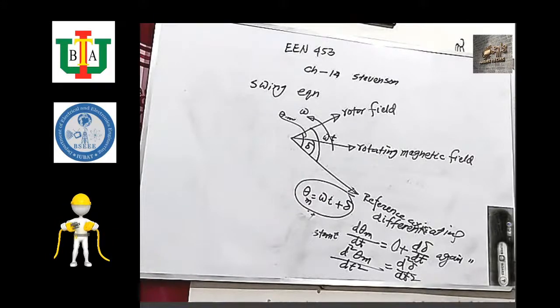The equation is theta m equal to omega t plus delta. That is the torque angle and the angle from angular velocity omega t. Omega t is an angle because angular velocity is multiplied by time. So those two angles, when added, give the total mechanical angle theta m.